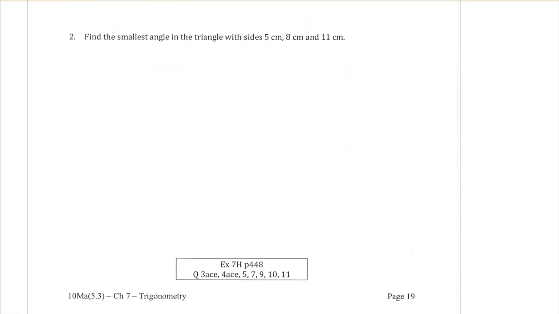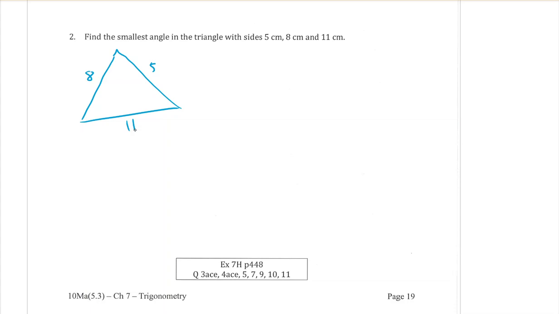Find the smallest angle in the triangle with sides 5, 8, and 11. So again, let's start with a diagram, not to scale. So 5, 8, and 11. If it says to find the smallest angle, that is always going to be opposite the smallest side. And the biggest angle is always opposite the bigger side. Because a bigger side means the arms have to be further apart to make that bigger side, right? And a smaller side means the arms are closer together.